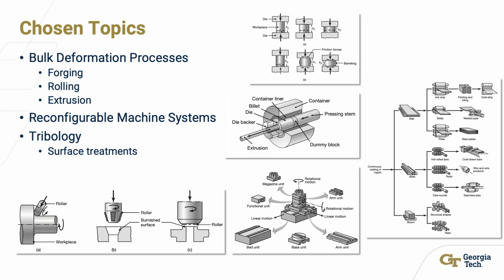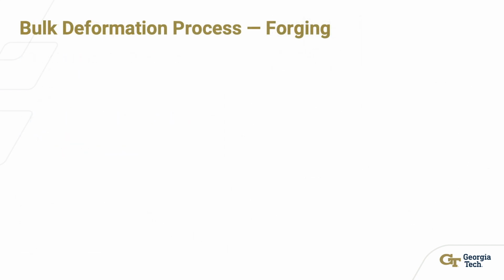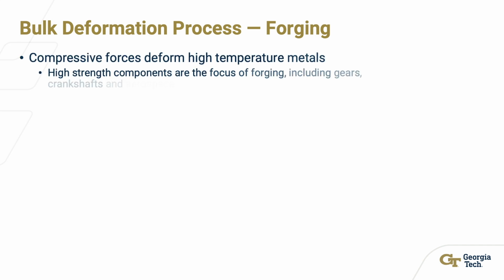Forging is a process where compressive forces shape metal by deforming it under high temperatures. With applications in creating high-strength components such as gears, crankshafts, and aerospace parts, there's many different methods of forging.